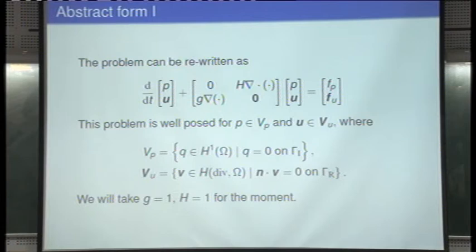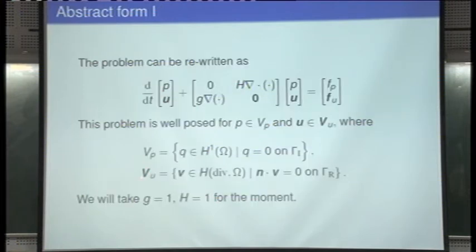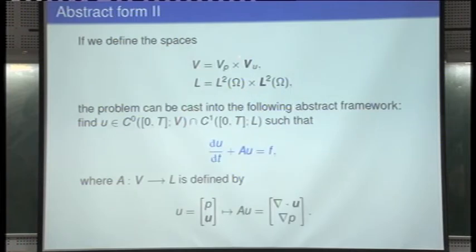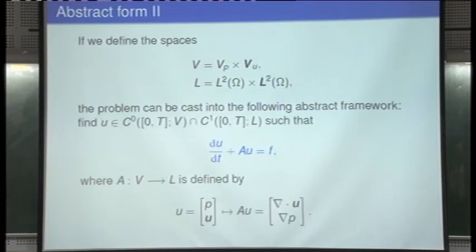Okay, I shall forget about units, I shall forget about physical constants, and I'll take G equal 1, H equal 1, okay? So it turns out that if you define the space V as Vp cross Vu, so the space of regular solutions, and L as L2 times L2, so you test this against functions in L2 and this equation against functions in L2 as well. You can write the problem in this way. You can write the problem as follows.